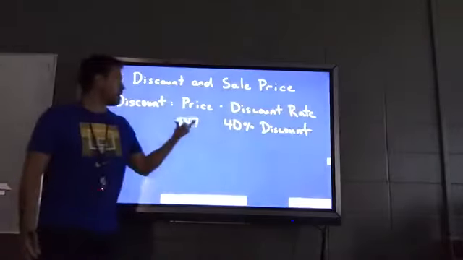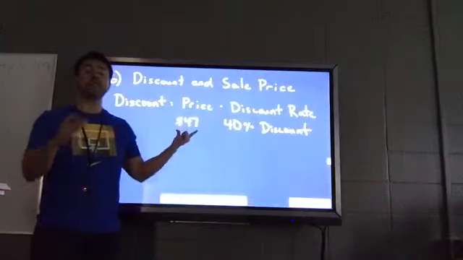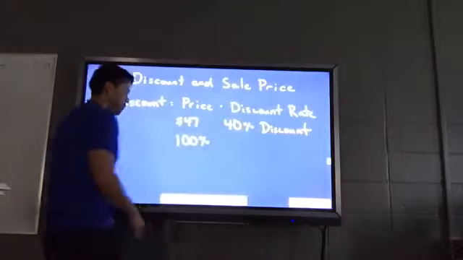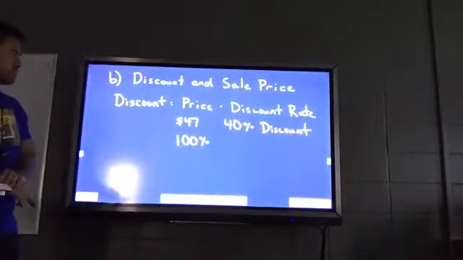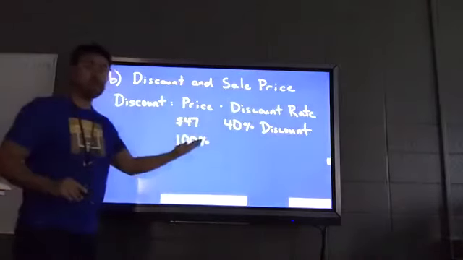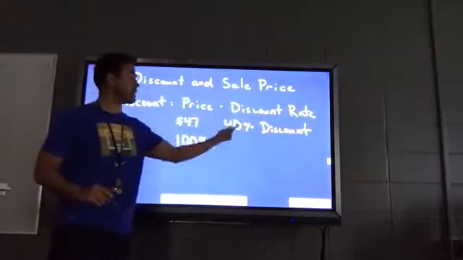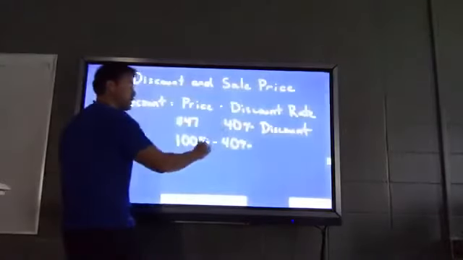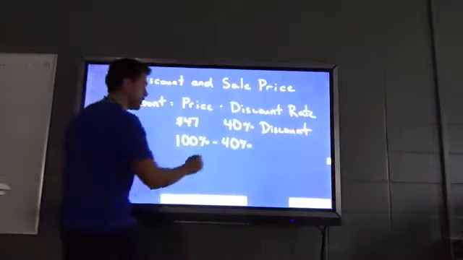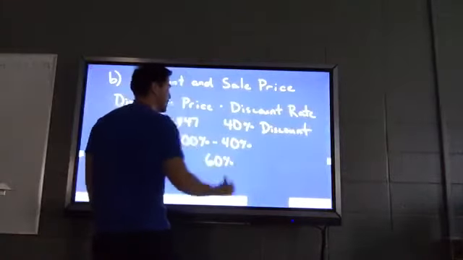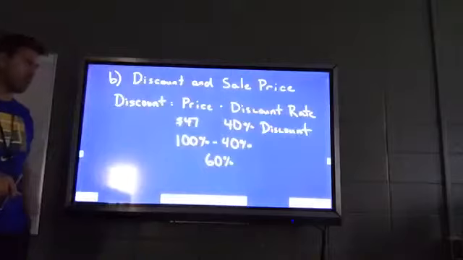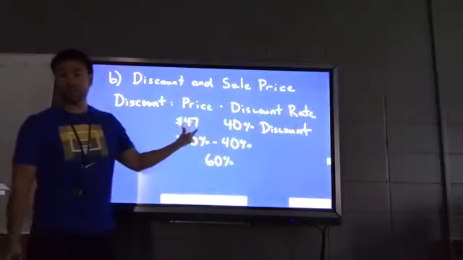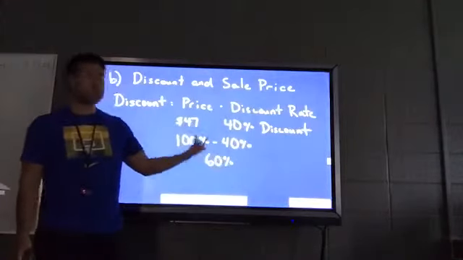Okay, $47. If you paid $47 for that clock, you would pay 100%, right? If you paid $47 of the list price or the price that's marked on that tag, you'd pay 100%. But now that you're getting a 40% discount, what do you think you do with that 40% and that 100%? You subtract them. So what percent are you actually paying for that item? You're paying 60% of that item cost. So I'm paying 60% of $47.